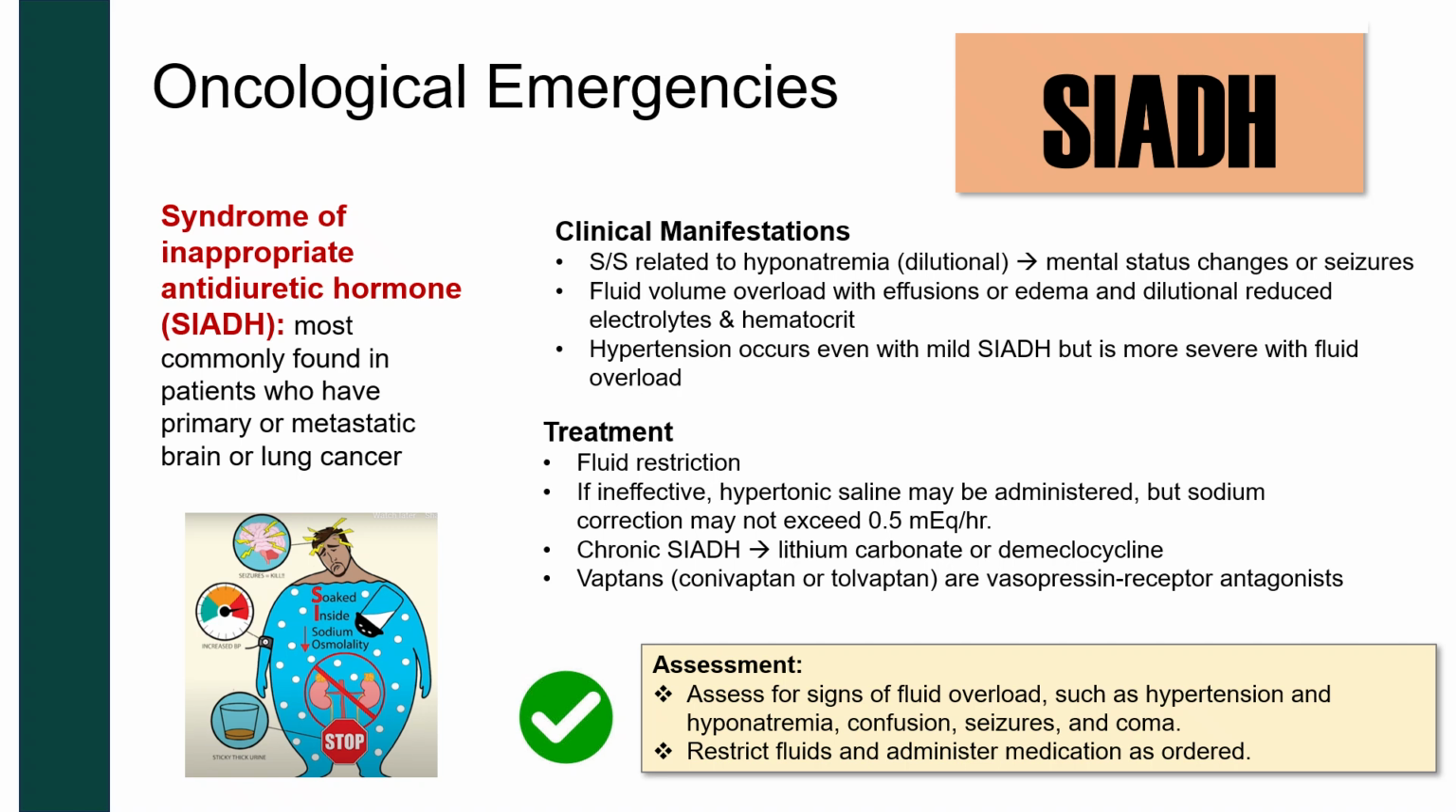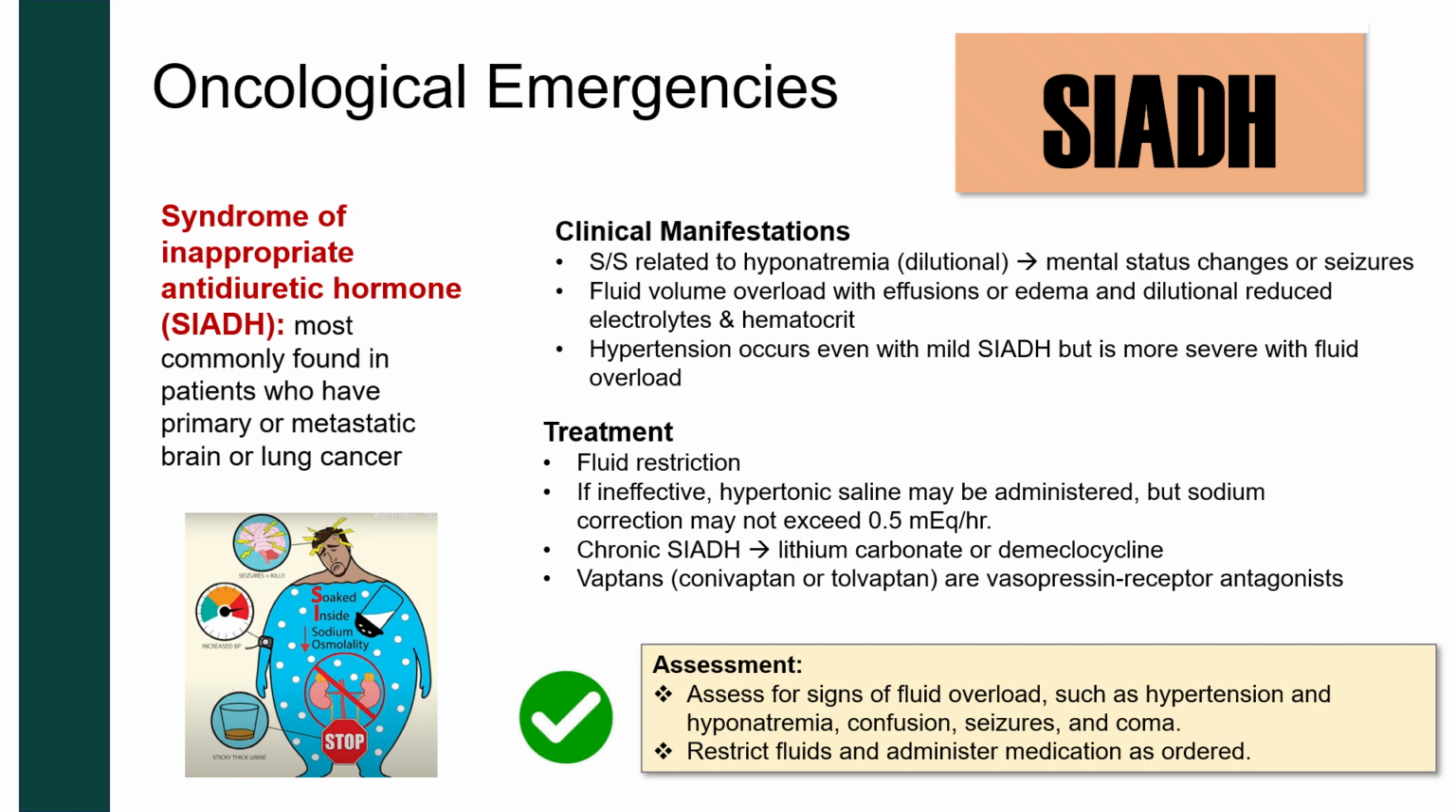Hypertension occurs even if your SIADH is not that bad, but it becomes worse, of course, as you become more fluid overloaded. So treatment is going to be fluid restriction. So if they're retaining fluid, we don't want them to take in more fluid. And if that's not enough, then we might be able to give hypertonic saline. So that is usually just temporary on a short-term basis.